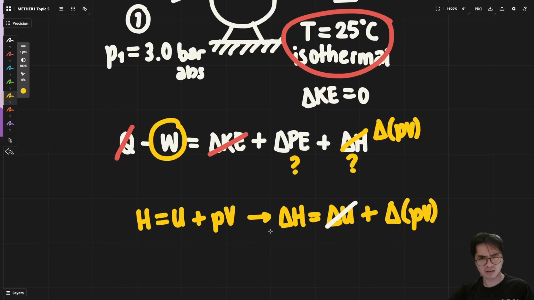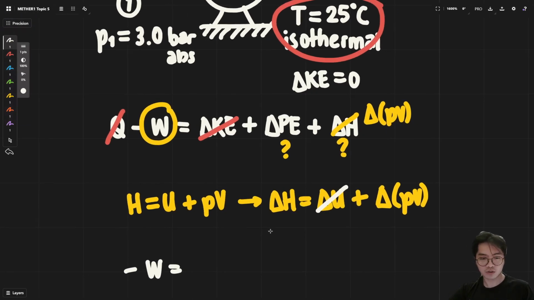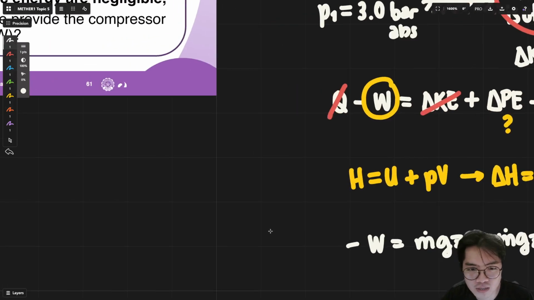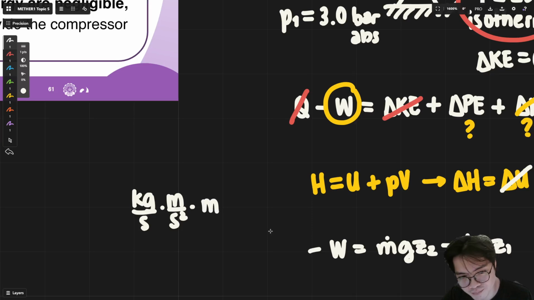Well, think about it. Let's rewrite everything now. Negative W is equal to PE. So this is going to be mg Z2 minus mg Z1, dot. And because this is a potential energy, let's just look at the units. This is going to be M, and then this is G, meter per second squared, and then this is Z, M. So M, G, and then Z.